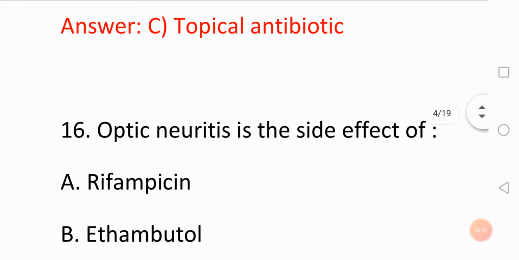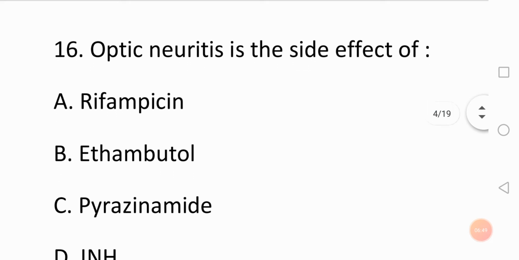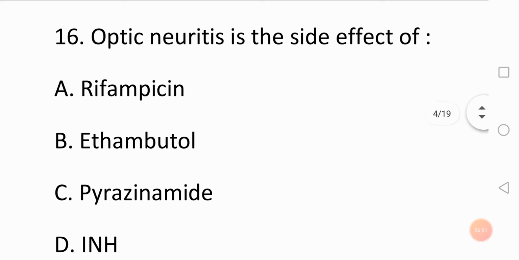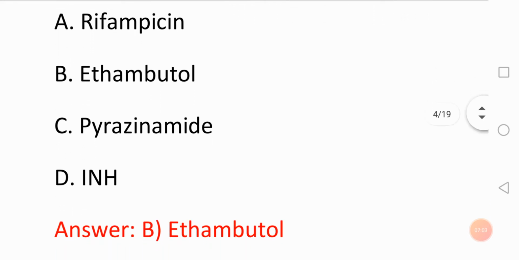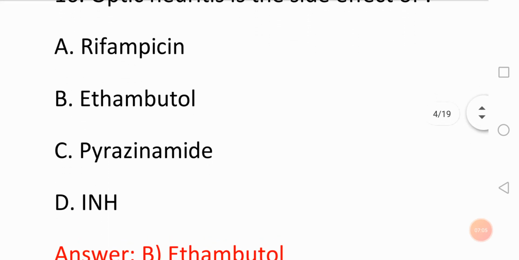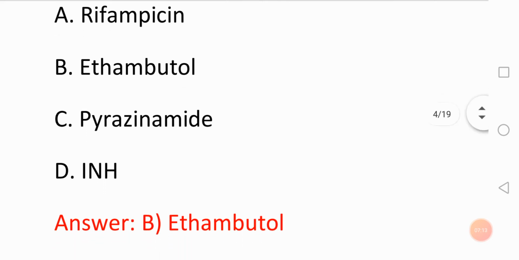Sixteenth question: optic neuritis is the side effect of A. Rifampicin, B. Ethambutol, C. Pyrazinamide, and D. INH. And the answer is ethambutol. Peripheral neuritis is the side effect of isoniazid, and optic neuritis is the side effect of ethambutol.